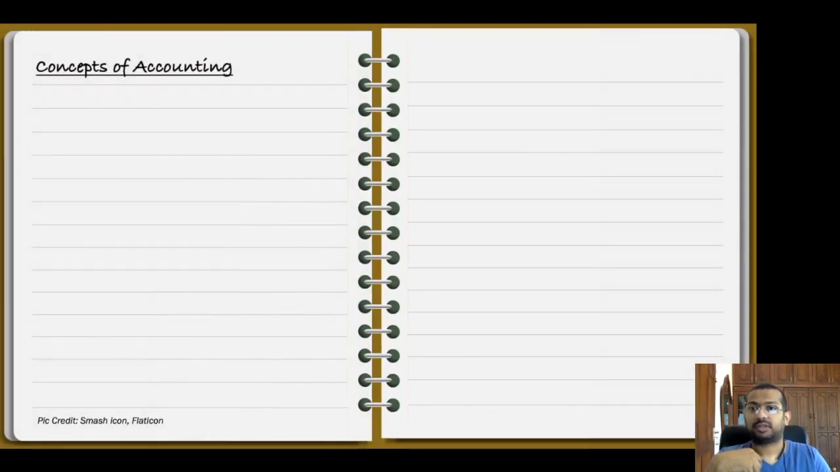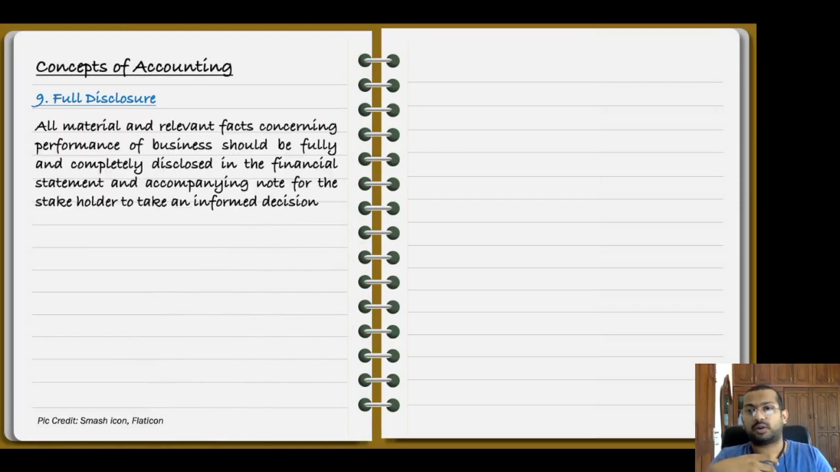So the next concept that we are going to cover is the full disclosure concept. All material and relevant facts concerning the performance of a business should be fully and completely disclosed in the financial statement and accompanying notes, for the stakeholders to take an informed decision. Basically, we are preparing this balance sheet for many persons, maybe for the owner of the company to know what his assets are, what his liabilities are, what his profit is, or what his loss is.